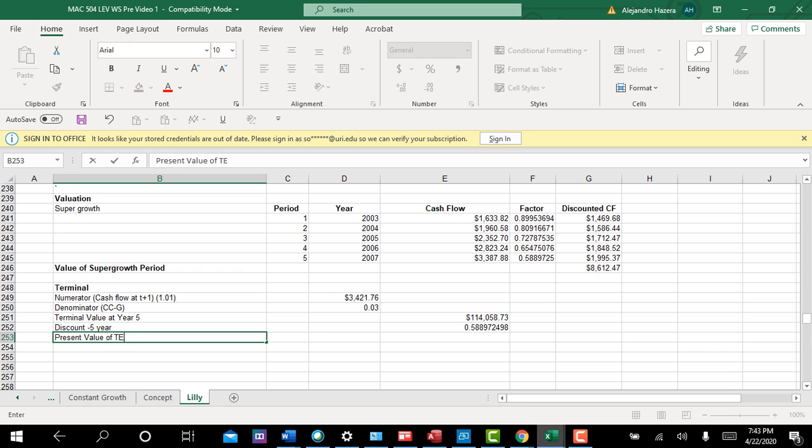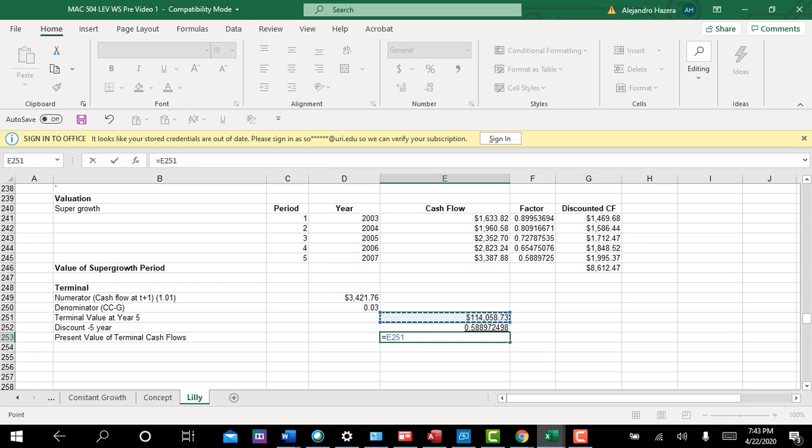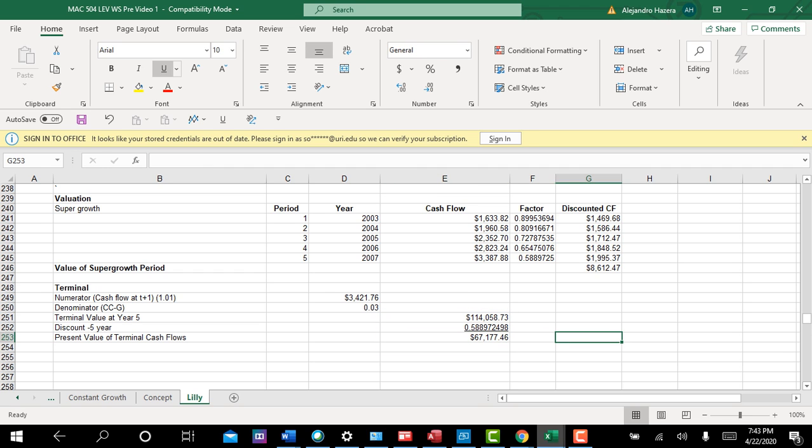value of terminal cash flows. And we'll just put an underline here. Okay, so it's equal to 114, about 59% of it, so 6746. And I'm just going to go ahead and put it out here too.